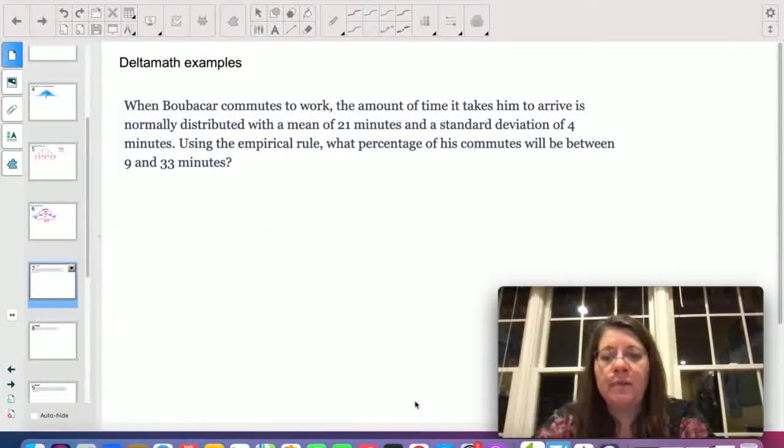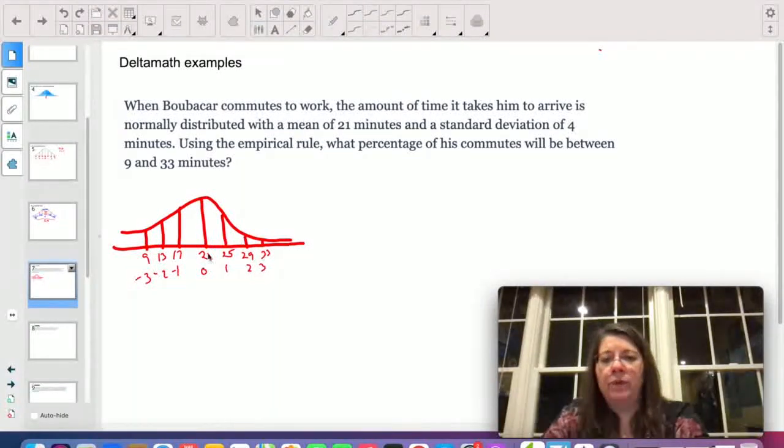So to do something like this, I usually draw a little quick diagram of a standard bell curve and label it with the mean and the standard deviation, and then I can get a really good idea of what's going on. So that's what I'm going to do. So here I have labeled a very simple standard bell curve. I've got my mean 21 here, which would have a z-score of 0.